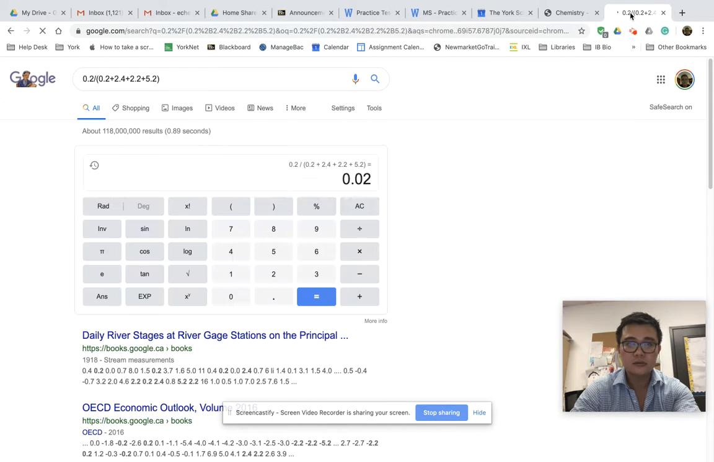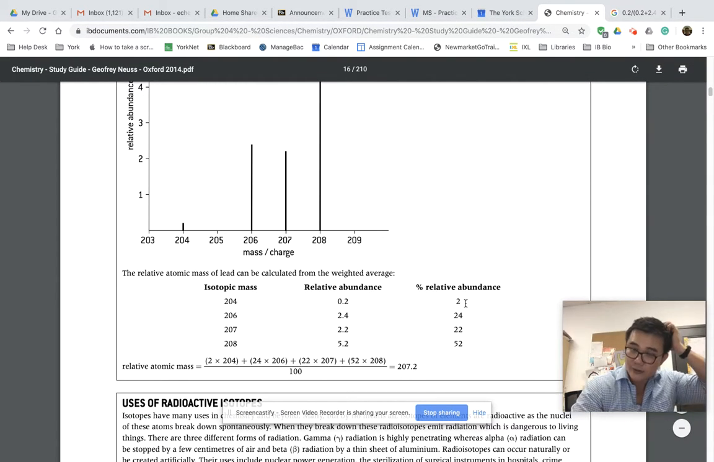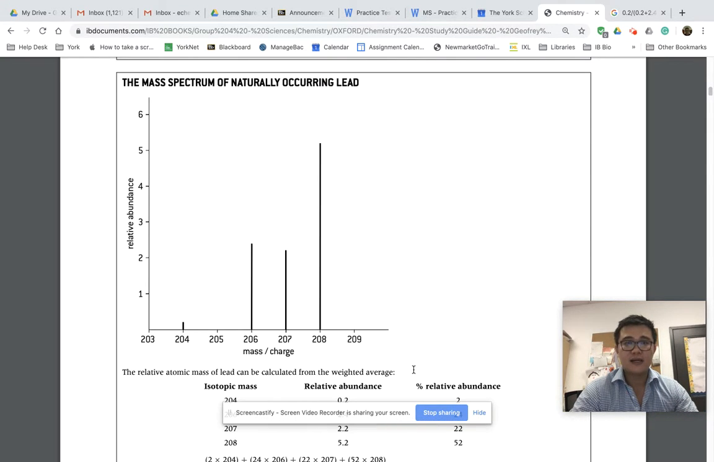So 0.02, you times 100, you'll get 2%. So basically that's how you calculate the relative abundance. And afterwards, you do again the weighted average to find the relative atomic mass for lead. Okay.